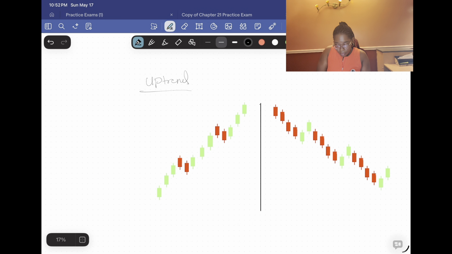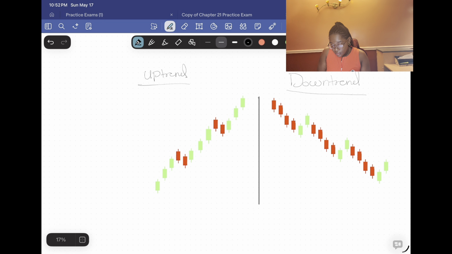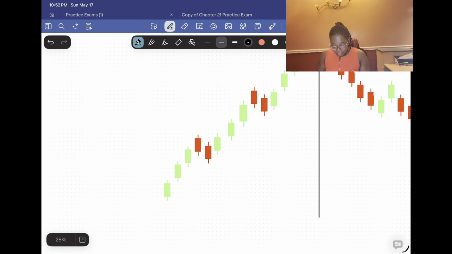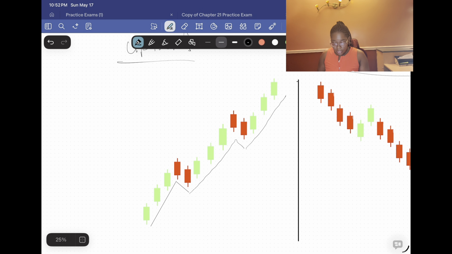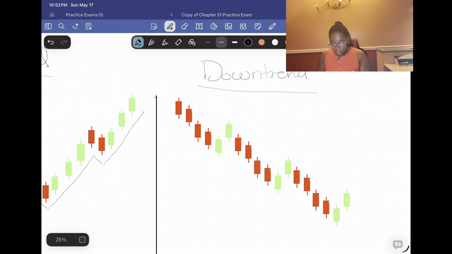Here we have our uptrend. We have our downtrend. So in an uptrend, as you can see here, you have a high, a low, a higher high, a higher low, and you basically just have that repeating pattern. And for a downtrend, you have a low, a high, a lower low, a lower high, a lower low, and that same trend going on.